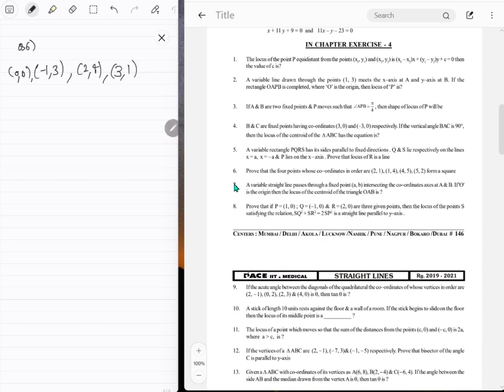So are these 4 points forming a square? That's what we're going to ask now. If I try to graph this, it's just 0 comma 0. Negative 1 comma 3 is something like this. 2 comma 4, that is like so. Do they form a rectangle? Oh, that's weird. And 3 comma 1. Oh, so the rectangle should be like this in that case.